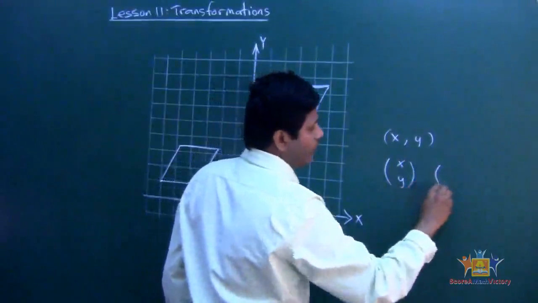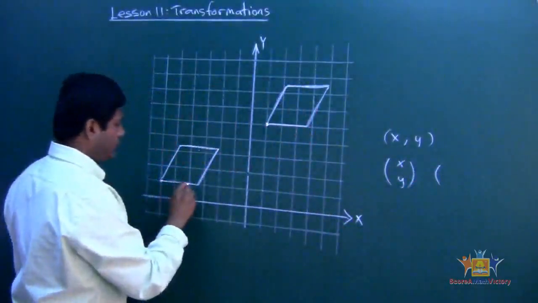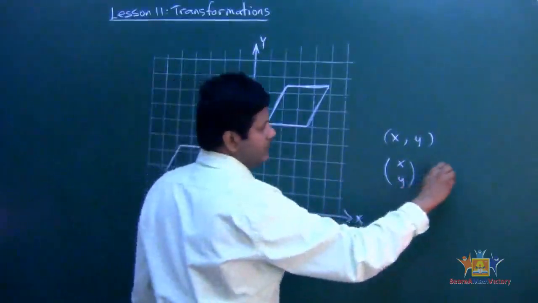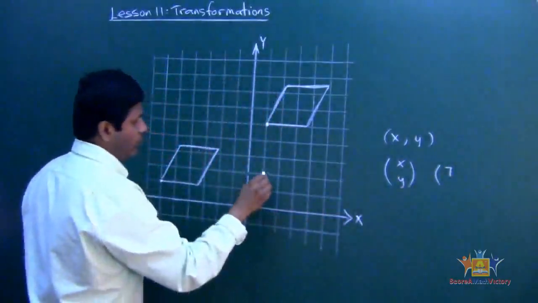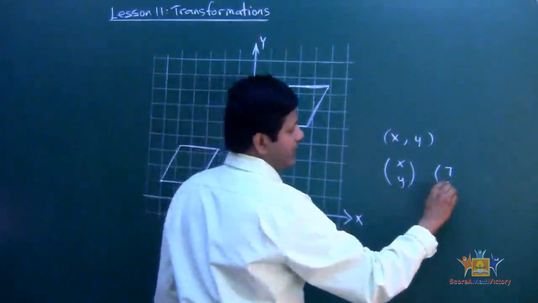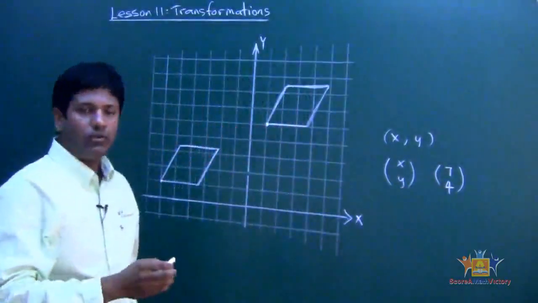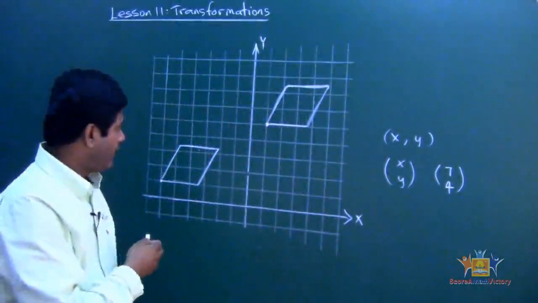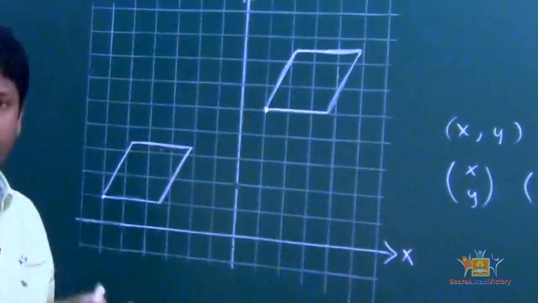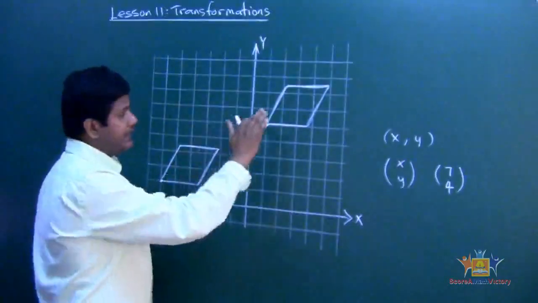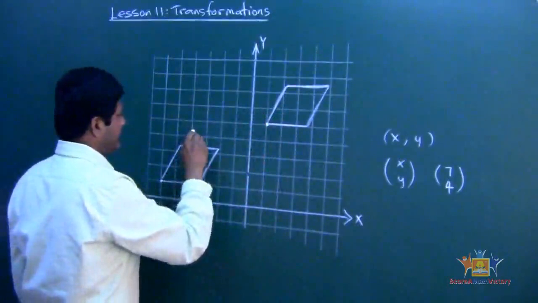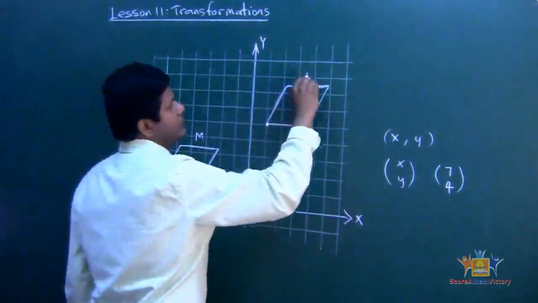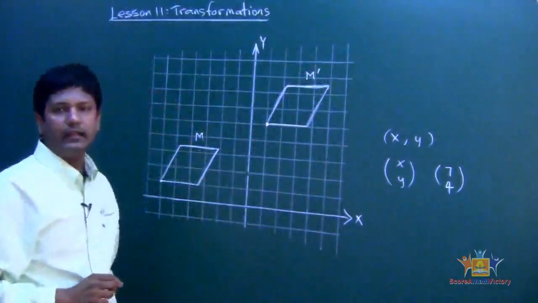So how many times did I move this point? 1, 2, 3, 4, 5, 6, 7. See that? 7. And then I moved up how many times? 1, 2, 3, 4. So right 7, up 4. I went right 7 and then up by 4. In this case, this is the object and this is the image. Let's say I give a label to this, I put M, and for the image, you put M with a line on it. See that? So that's what it is.